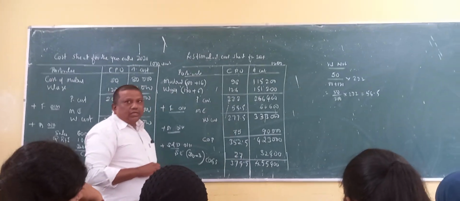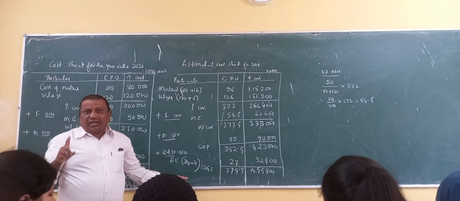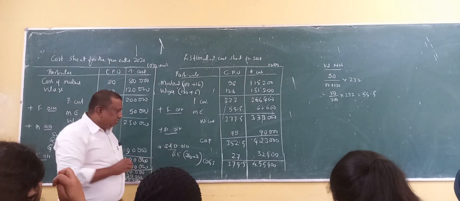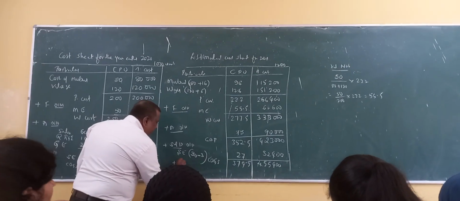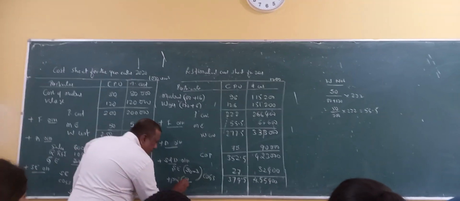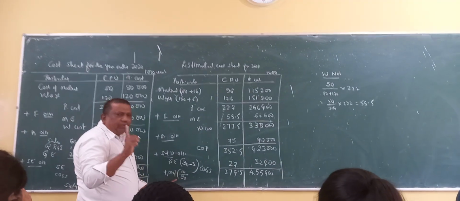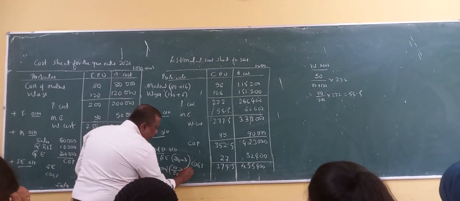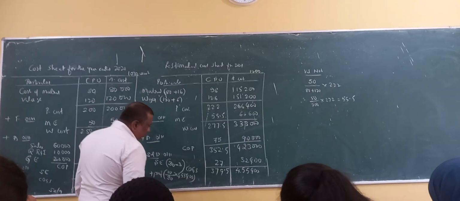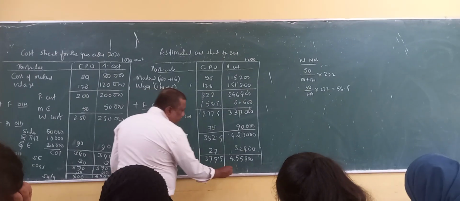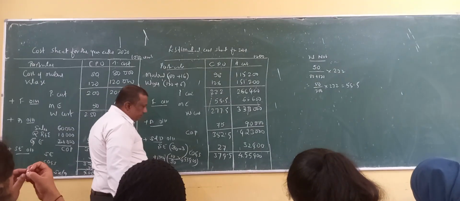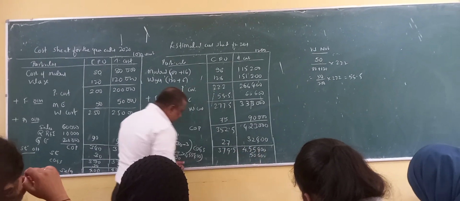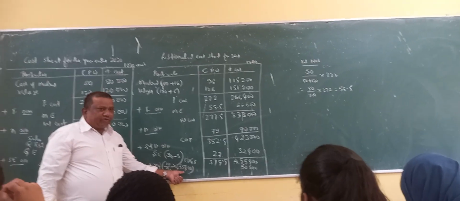379.5. Yes, sir. Now we are adding profit. They are telling 10% of selling price, right? Yes, sir. 10% of selling price. So profit 10% on selling price means always 10 by 90. 10 by 90 into 4,55,400. The profit is 50,600. Right, now someone calculate 10 by 90 into 4,55,400.